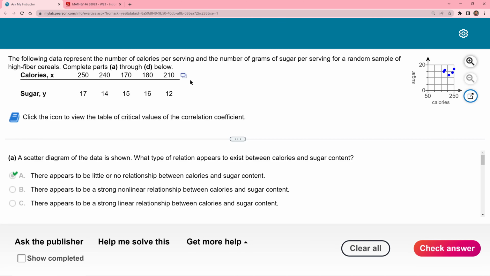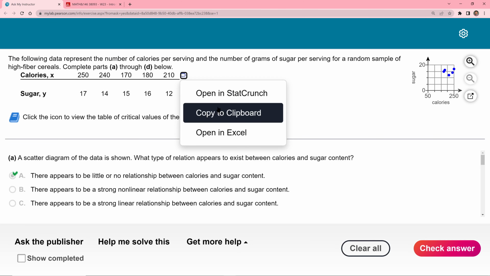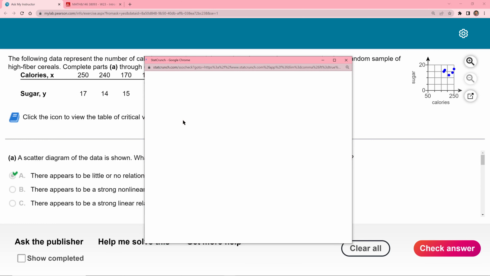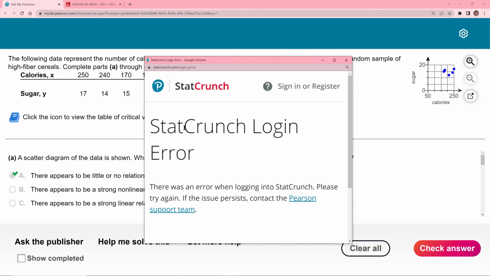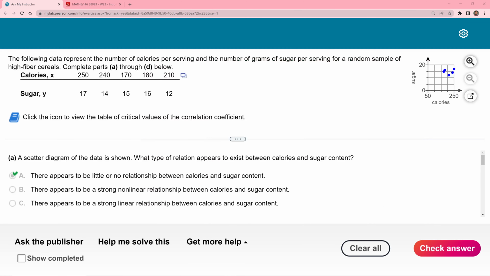There's other ways to graph this as well. So we could open the data in StatCrunch. Let me see if this works. Hopefully it does. Oh, it didn't work. Okay, that's odd. I may have to just literally log in to StatCrunch, because I think at some point I'm probably going to need it anyway. So let's go in there. But the next question, let's move on.